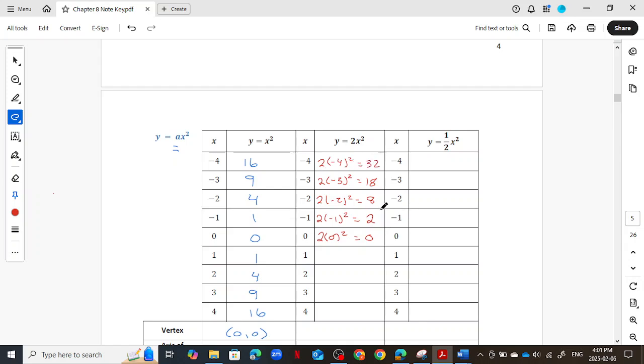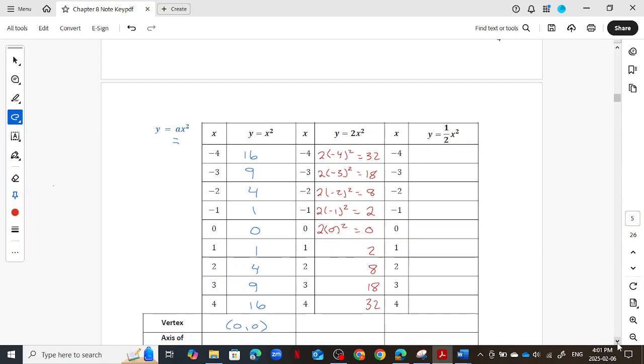What happened? Oh, look at the y values. It was 1, now it's 2. It was 4, now it's 8. It was 9, now it's 18. It was 16, now it's 32. All the y values were multiplied by 2. And since I know the thing about symmetry, I know that these ones will go 2, 8, 18, and 32 as well. So even if it's a positive number in here, squared, it gives you the same thing.